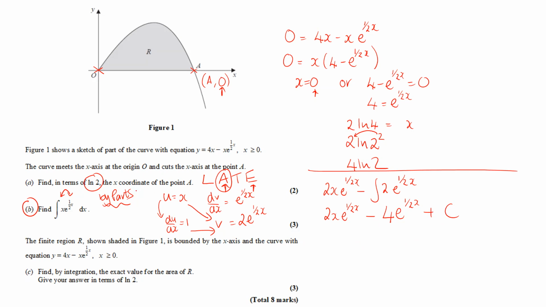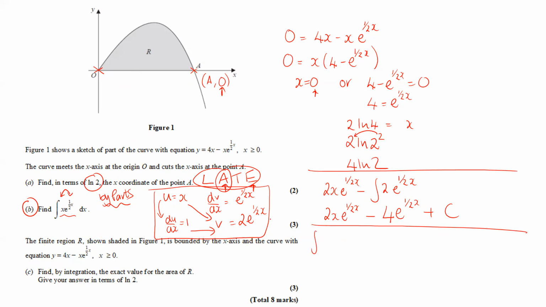You do get it on the formula sheet, so I just make that little box. Use the acronym LATE, we've all heard of that before. That tells you to decide what's going to be u. The other one's got to be dv by dx. One you have to differentiate and one you have to integrate. In this question, it's asked us to do that integral because in part C, we've now got this region R bounded by the curve and the x-axis. Find by integration the exact value for R. So we need to be integrating R.